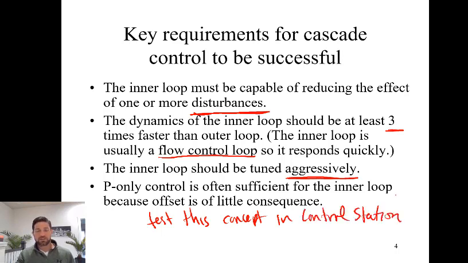In Control Station, there's a Cascade reactor that you can look at. On this loop, what I want you to do is tune the inner controller for P-only control, and then tune the outer controller for maybe PI control. You can see there that the P-only controller on the inner loop is going to be able to respond and eliminate disturbances faster than if it were a PI loop. I think we might look at this on an assignment a little bit later.